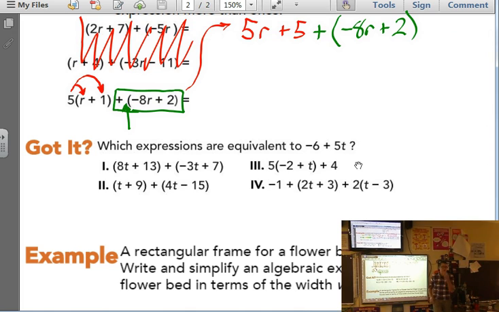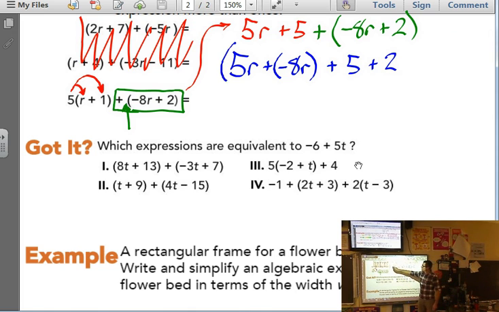So if I rearrange, what like terms can be combined, Ozzy? 5R, 8R. 5R and what R? Negative 8R. That's where the biggest issues come in, is people forget their negatives. And then 5 and 2. And if we want, we can say my variables are together and my constants are together. 5R plus a negative 8R gives me? R times 5 plus negative 8.